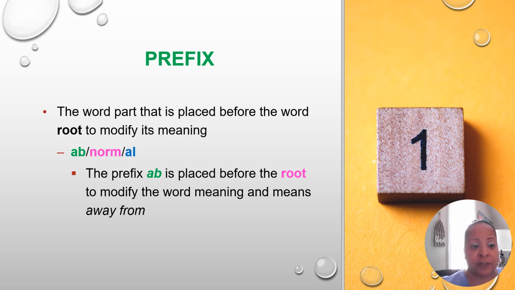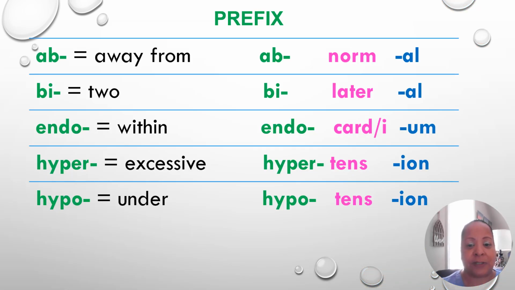Now, when we look at this prefix, all right, we're going to do prefix. Every prefix will be in green. You have the word part that is placed before the word root, which is to modify its meaning. So you have abnormal. So the prefix ab is placed before the root, okay, to modify the word meaning, and it means away from. So if you take and put your finger over this prefix ab, you have normal. You add ab to it, it means away from normal. All right. Super easy to get.